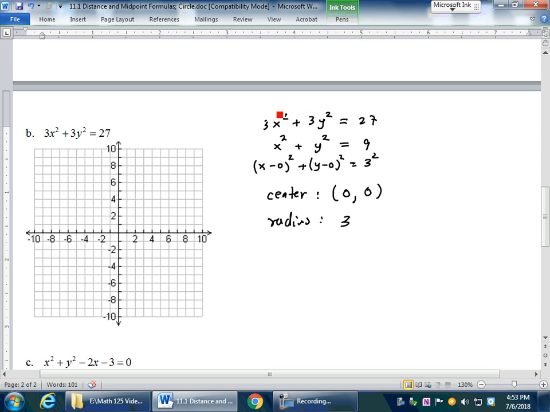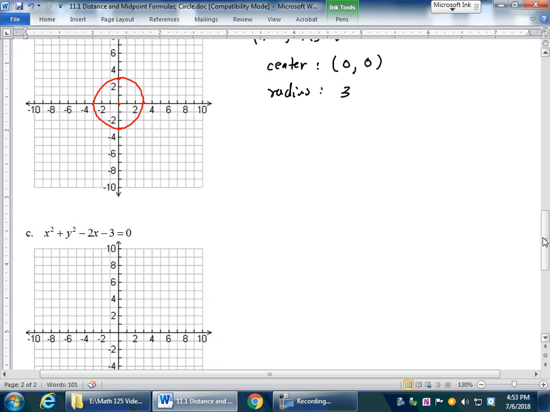So my center is (0, 0) and the radius is 3, so 3 points to the right, left, up, and down. That will help me get my circle, which passes through all of those points with the radius 3.